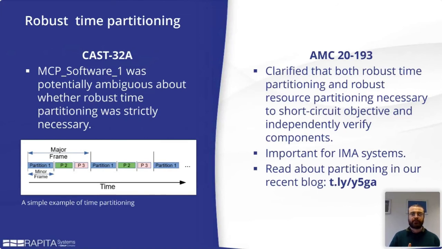And so this is very important for IMA systems because, as I said, both CAST-32A and AMC 2193 draw their definition of robust resource partitioning directly from DO-297.